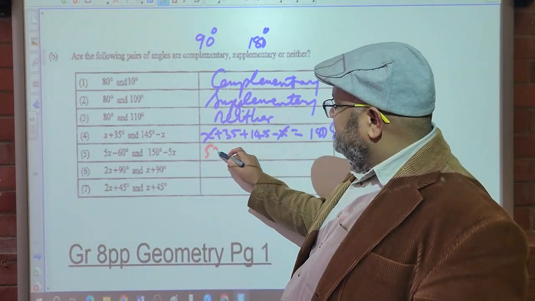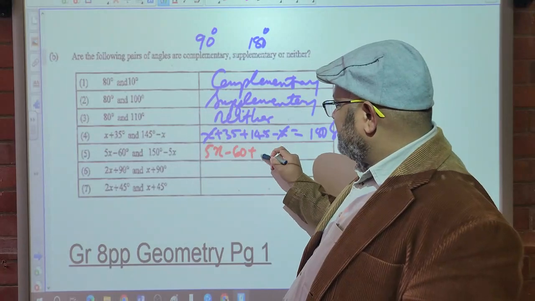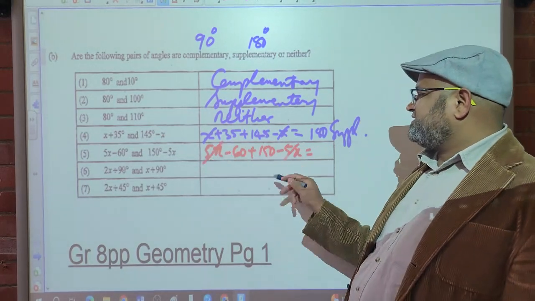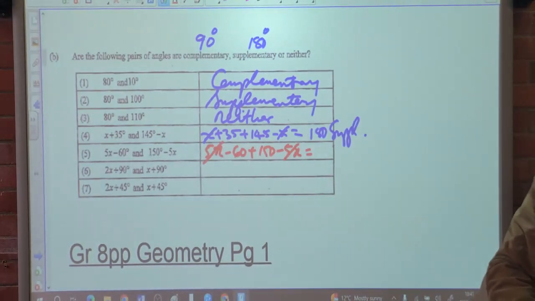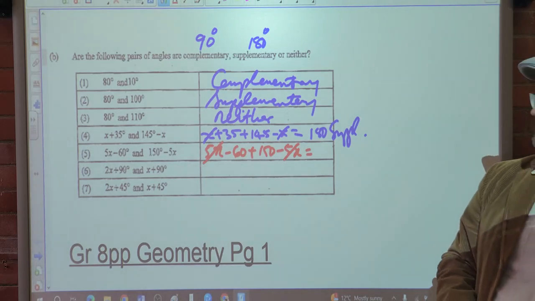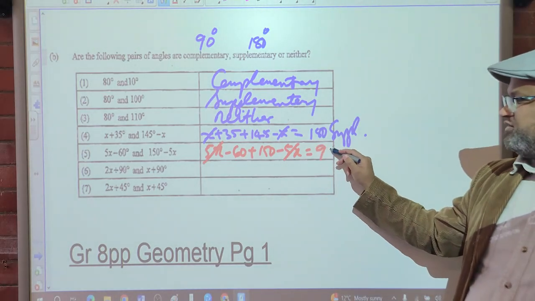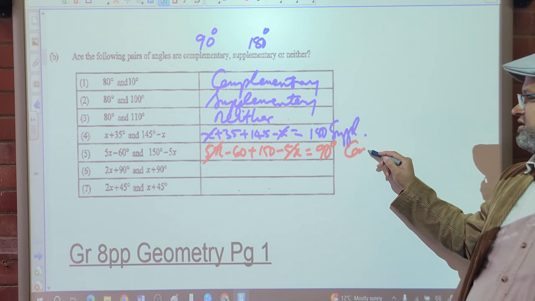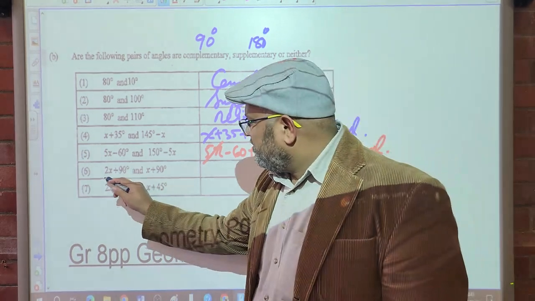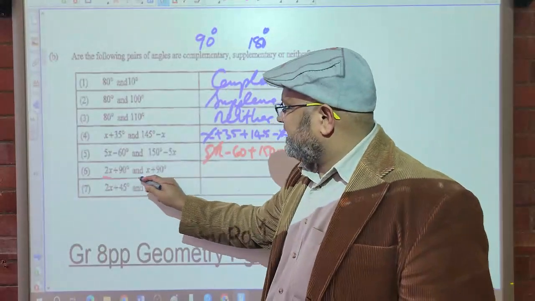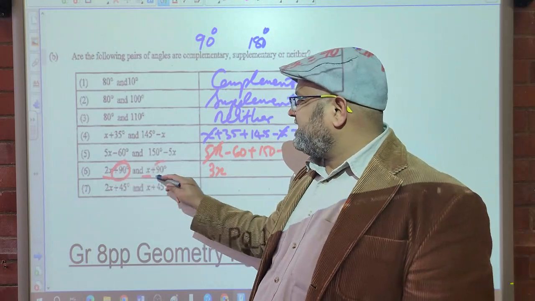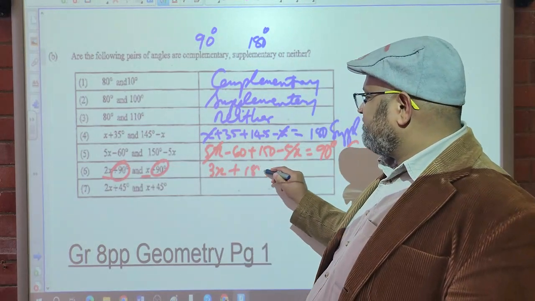What is 5x minus 60 plus 150 minus 5x? 5x minus 5x is 0. Negative 60 plus 150 is going to be 90, which makes this complementary angles. What is 2x plus x? 3x. What is 90 plus 90? 180. What type of angle is this?